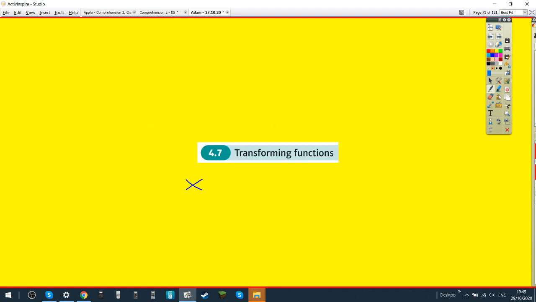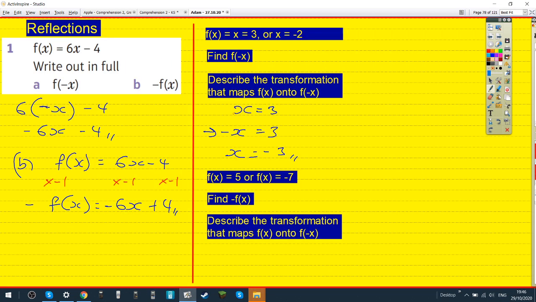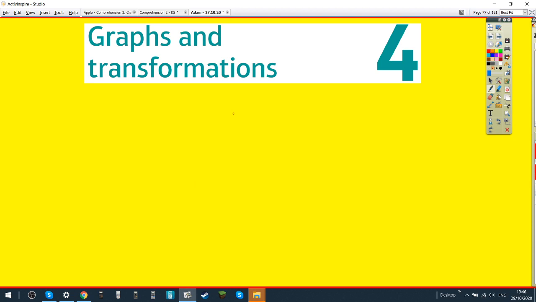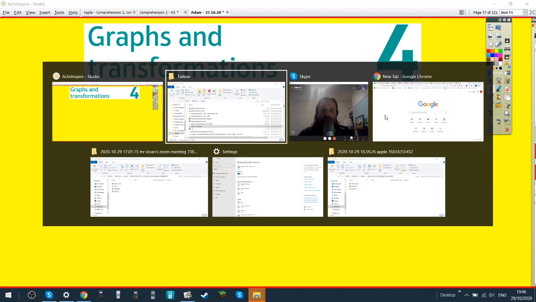Transforming functions. I'll probably give myself a tick. It's pretty easy as well. Yeah, because we did that, right? Mixed exercise, and so that's chapter 4. What would you give yourself for that chapter in general? Probably between a half and a tick. That's all right.